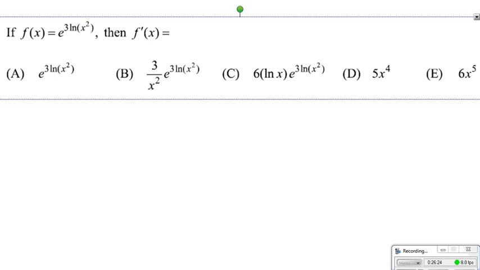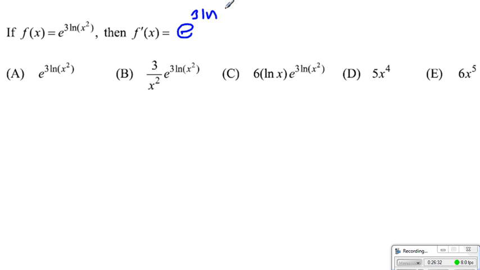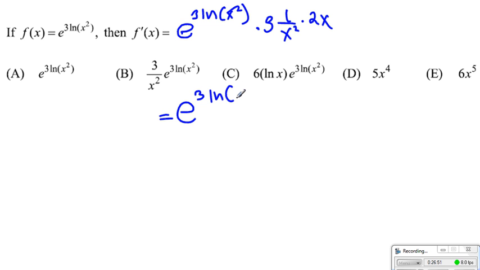All right, move on. Here, what are we going to do? E to the something will stay as e to the same thing. But multiply by the derivative of the inside, which will be 3 times 1 over x squared times 2x. Now, when you simplify this one, e to the 3 ln of x squared, times 6 over x. Which one of these would be our answer? You'll realize that there's no answer that looks like that, but let us continue for a second.